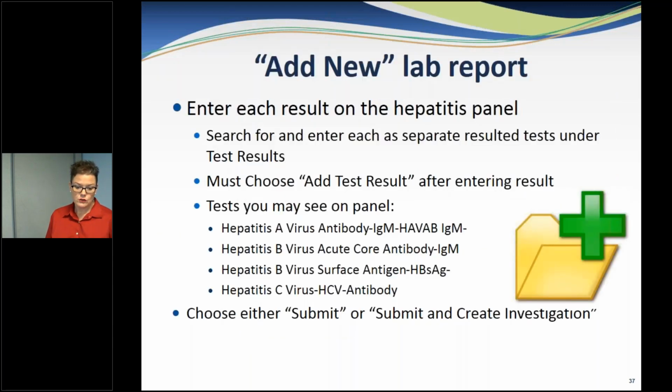Enter each result on your hepatitis panel. You can search for and enter each as separate resulted tests under test results. You have to choose add test result after entering your result. And the tests you may see are your hepatitis A virus antibody, your hepatitis B virus acute core antibody, hepatitis B virus surface antigen, or hepatitis C virus HCV antibody. Choose either submit or submit and create investigation once you've got those in.